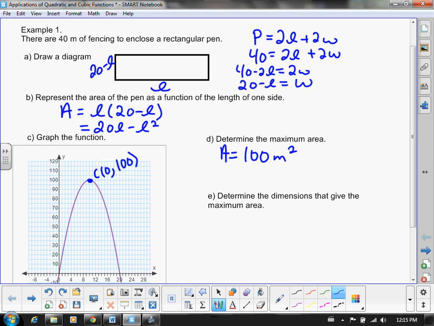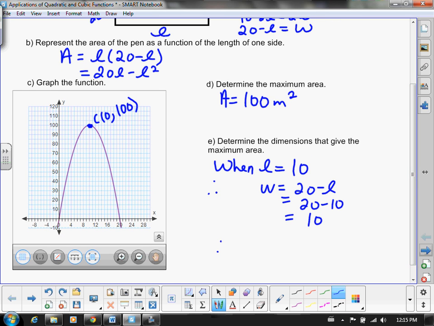Then it asks for the dimensions that give the maximum area. So this 100 meters squared occurs when L is equal to 10. The L is kind of like the X. Therefore, W is the same as 20 minus L, which is 20 minus 10, which equals 10. So our dimensions are going to be 10 meters by 10 meters, which if we were to multiply those two numbers together, we end up with an area of 100. And if we were to add them in terms of perimeter, we would end up with 40. So we've satisfied the conditions.